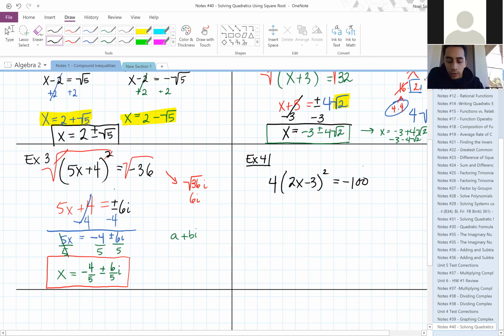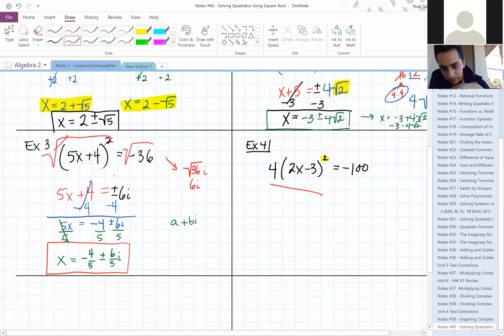Okay, so something important about the algebra here, remember that you cannot distribute the 4 because the power of 2 takes priority. Okay, so that means that you need to first isolate the 2x minus 3 to the power of 2, okay? Do not distribute the 4. So we go ahead and divide both sides by, oops, don't want that.